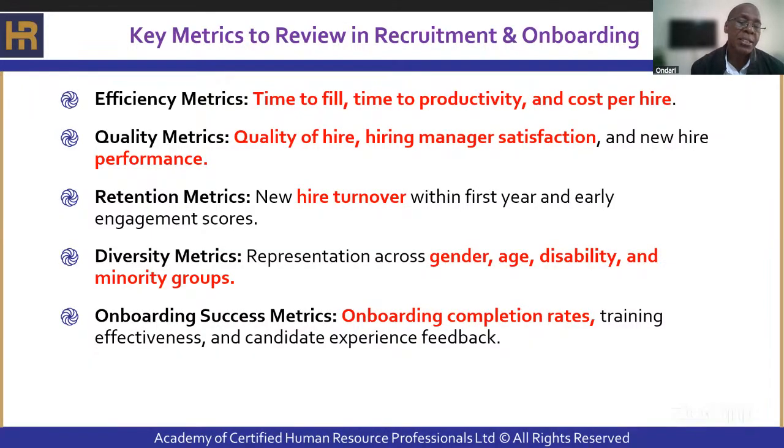And then another metric is retention. It is expected that when we recruit and onboard, the employees will remain in the organization for a long period of time. So we look at the quality of our hiring process with respect to employee turnover. That if the recruitment and onboarding were not done right, employees might leave soon after.